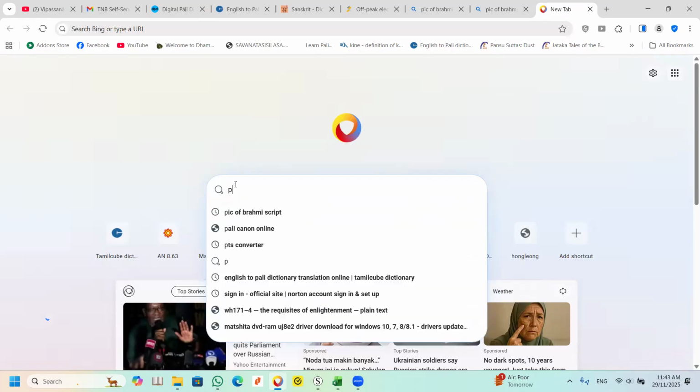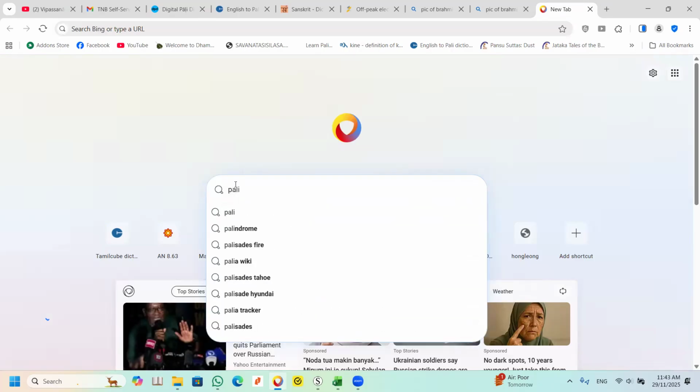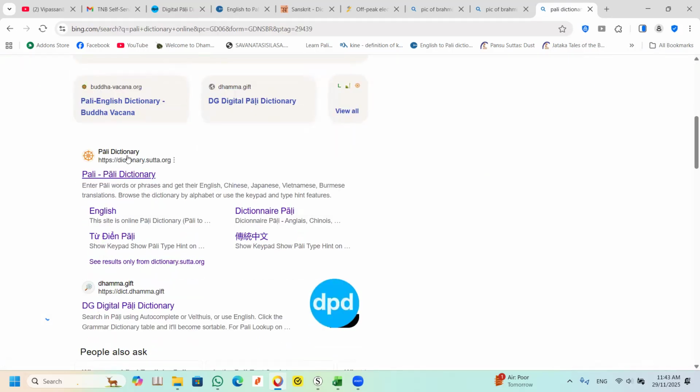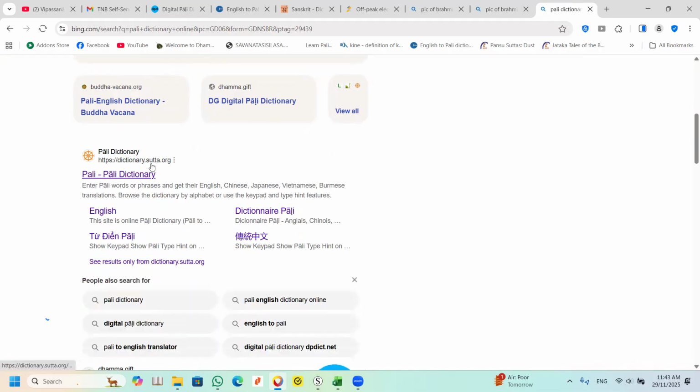Pali dictionary. Let me check. I forgot. I seldom use other Pali dictionaries. There's another one. It's quite good. I think the Burmese monks use it a lot. So I seldom use it already. This is the one. Can you see that? dictionary.suta.org. This one I didn't use for a long time also.